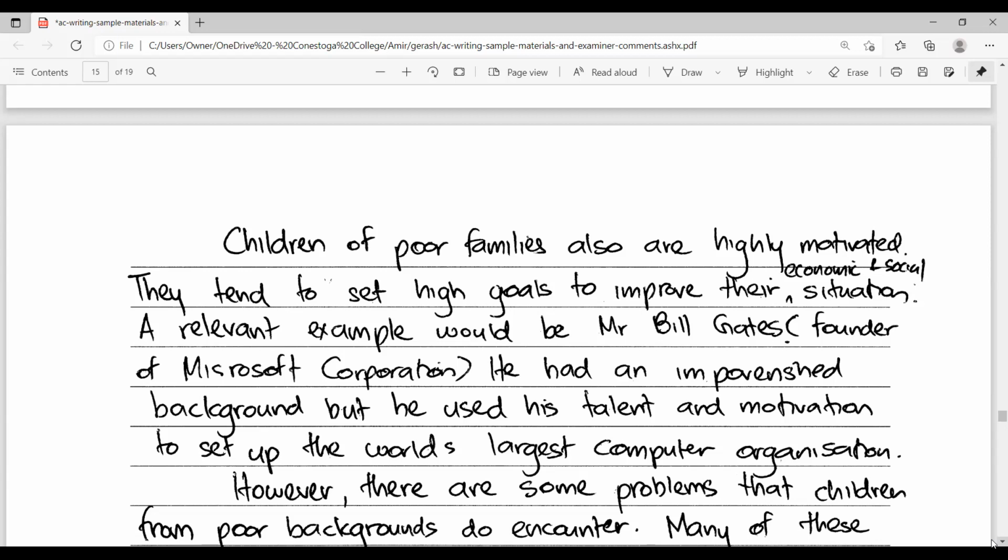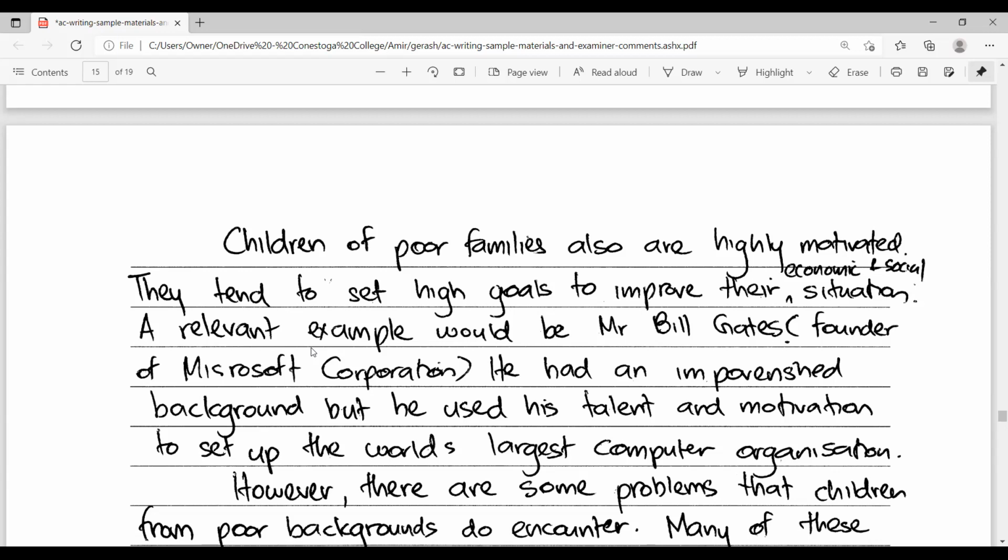After that, the examples you witnessed, which were mentioned and used by the writer: they tend to set high goals to improve their economic social situation. As you can see here, because the candidate had forgotten to write economic and social, he just added this symbol and on the top wrote economic or social. A relevant example, as you can see, for being highly motivated, or they set high goals.